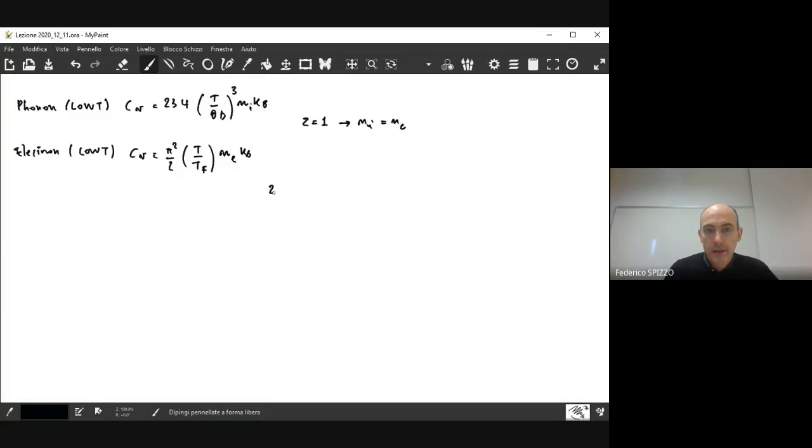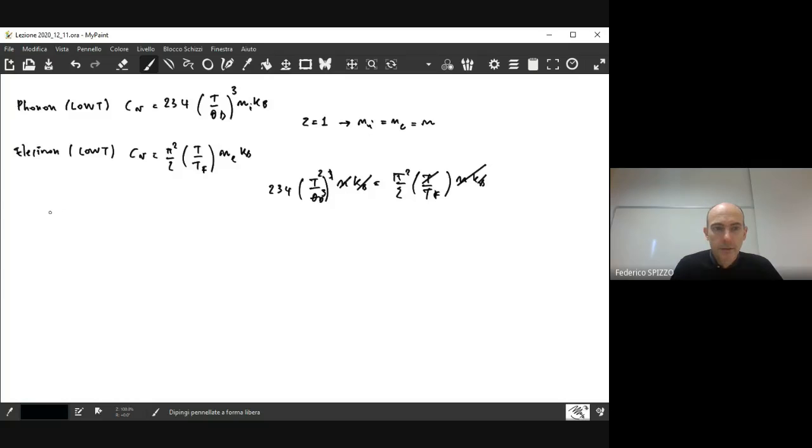So in this case, we have 234 T divided by the Debye temperature to the power of 3. Then I just write N at this point because the two densities are equal. So I just write here N, then we have Kb, and this is equal to pi squared divided by 2, T divided by Tf, and Kb. So if we simplify N and Kb, then this temperature can be simplified. So here I just write T to the power of 2 and Debye temperature to the power of 3.